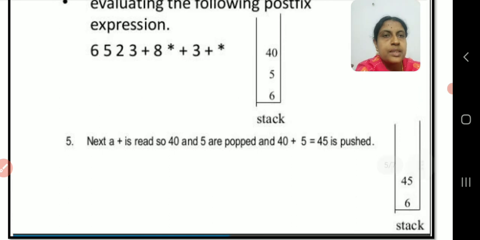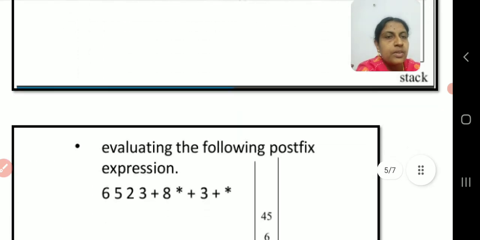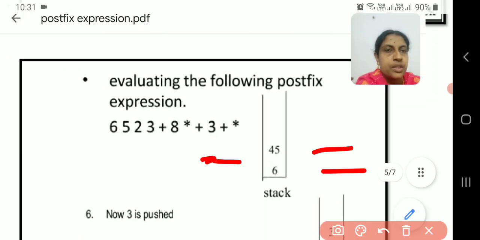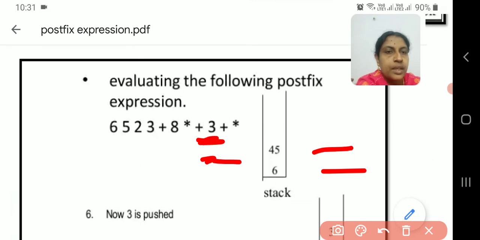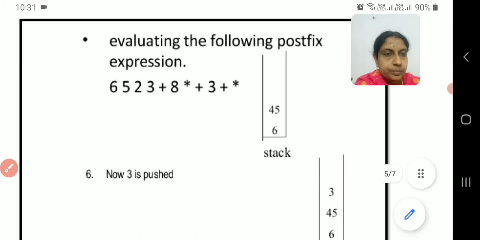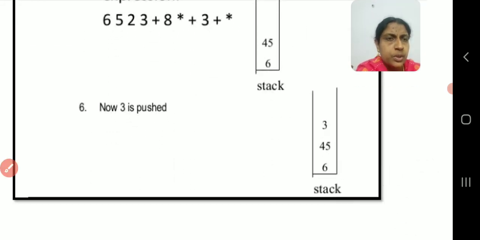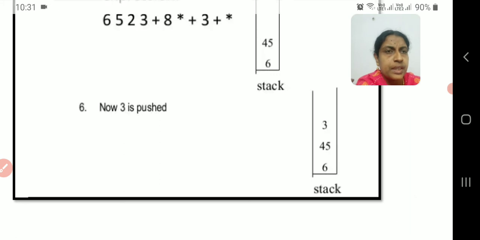After plus, you need to enter 3. So 3 will enter into the stack. So this is the expression. So 3 has to be entered. So 3 will be pushed into the stack. So in the stack 6, 45 and 3 are there.